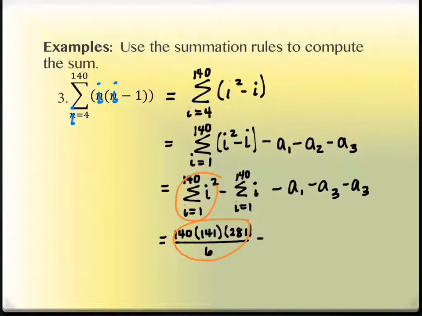All right, let's do the second piece. What is the second piece going to be? It's just the summation of i. 140, right? n times, so 140 times n plus 1. 141, right? Okay, good. And then what does this one get divided by? 2. So this is this piece.